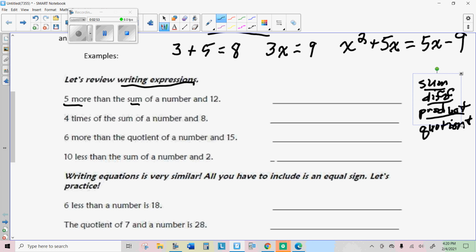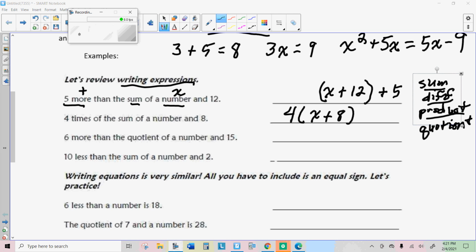If we have 5 more, the word more means add 5, then the sum of a number and 12. The two things that we're adding up are some number, and whenever you see the word number, you can replace that with a variable. You can pick whatever variable you want. A lot of times we use x. So we're going to put x plus 12 in parentheses because we want to keep those together. The word sum tells us that. And we want 5 more than that, so we would add 5. Why don't you try the next one?